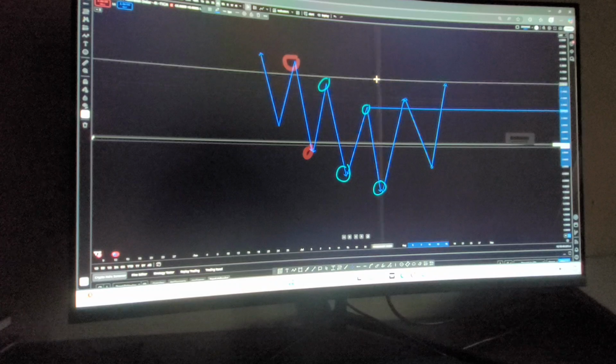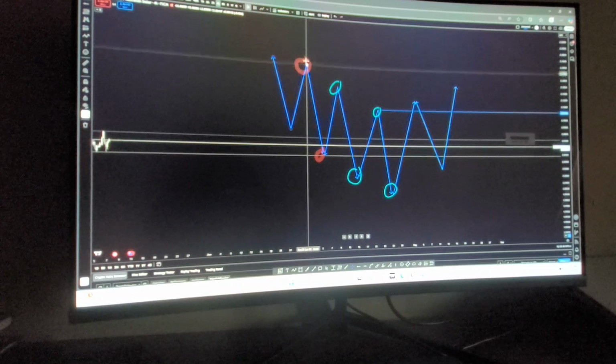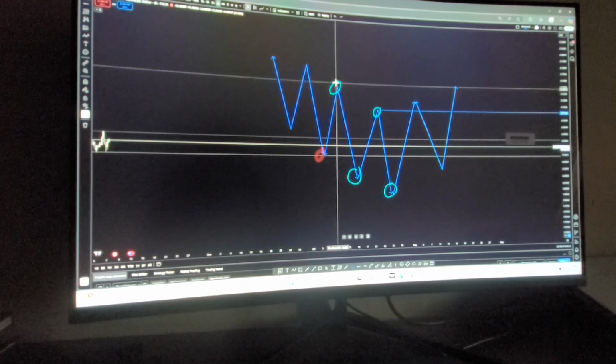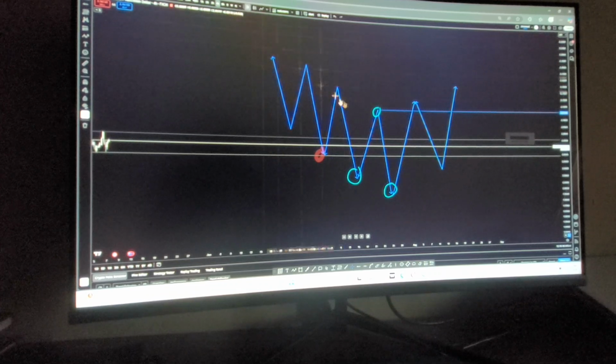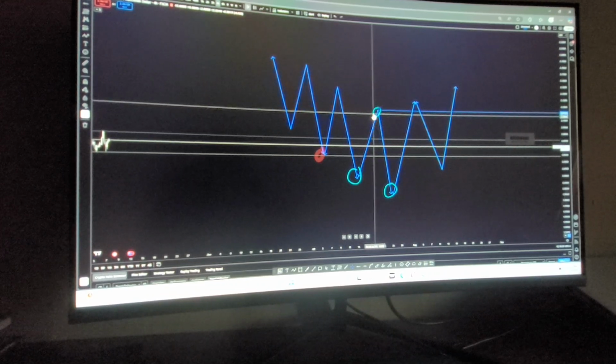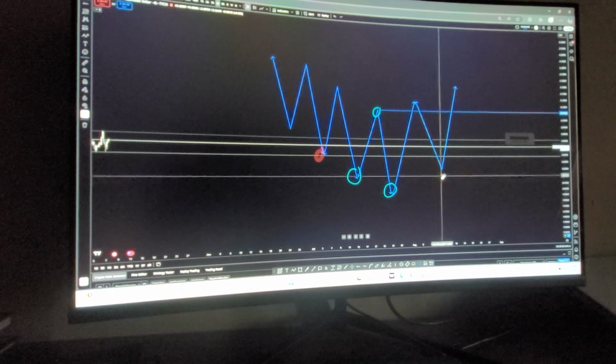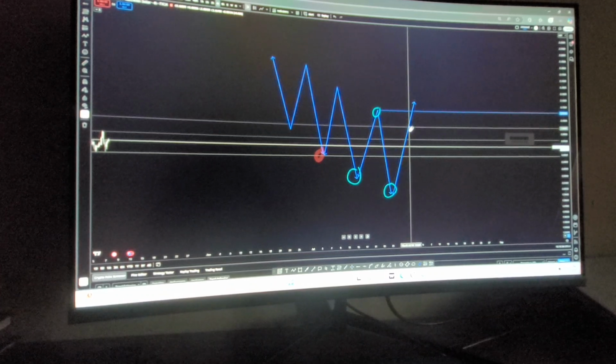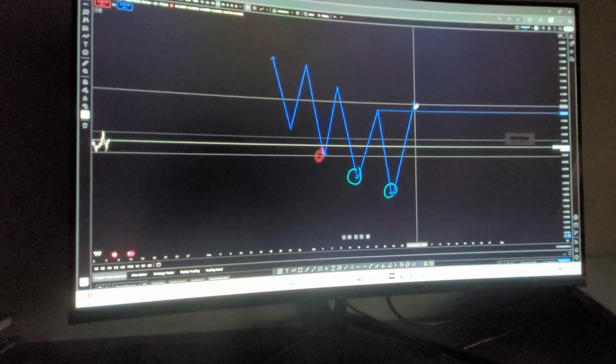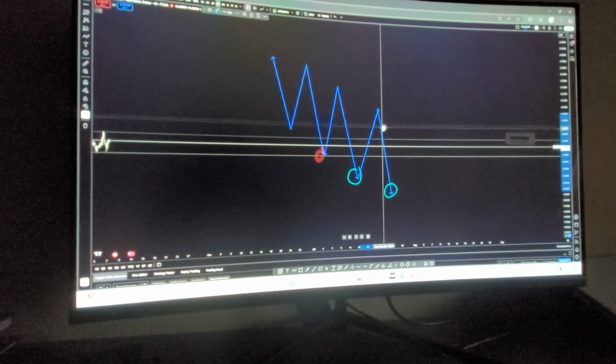So basically, this is what I mean by basic market structure. It is very, very simple. If you don't understand this video, I want you to watch it again. I promise you that you are going to get it. So now let's go to the chart and look for an example of that.